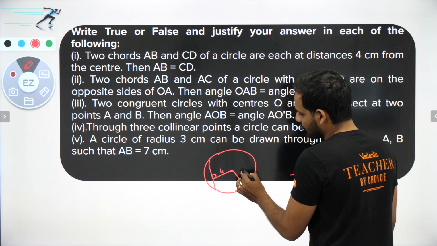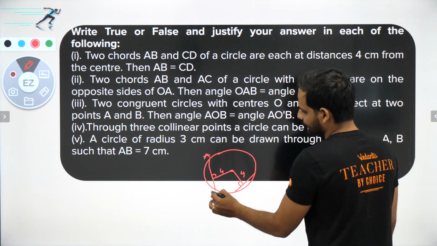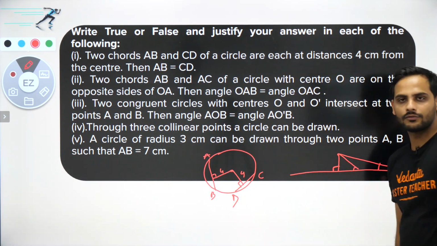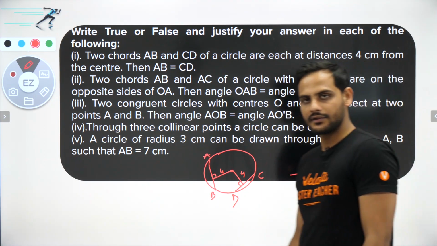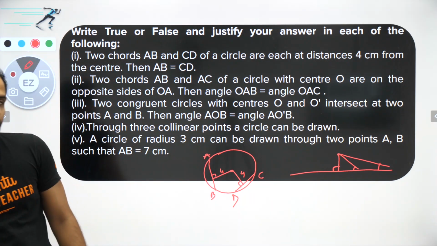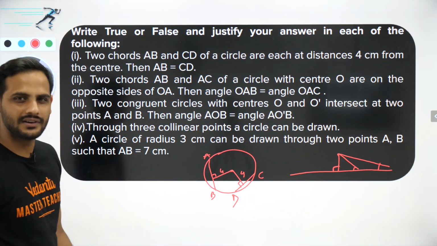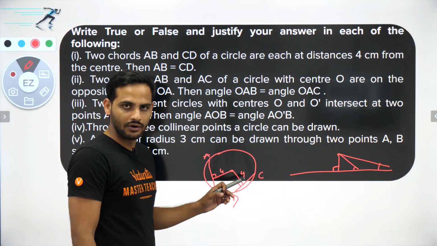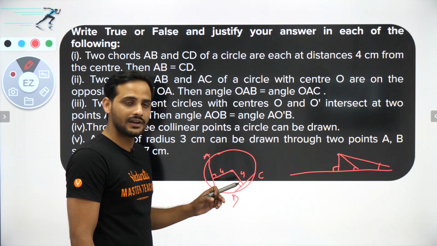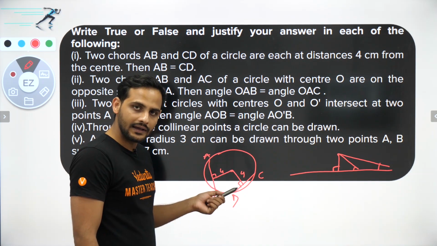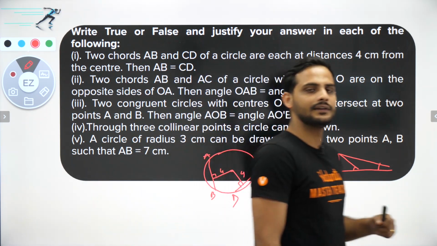They are saying these two are 4, let's say AB and CD. This is what is given, AB and CD, and they are saying these two distances are equal. So you have to say that the chords will be equal. Yes, it's directly a theorem that the chords which are equidistant from the center are equal in length.